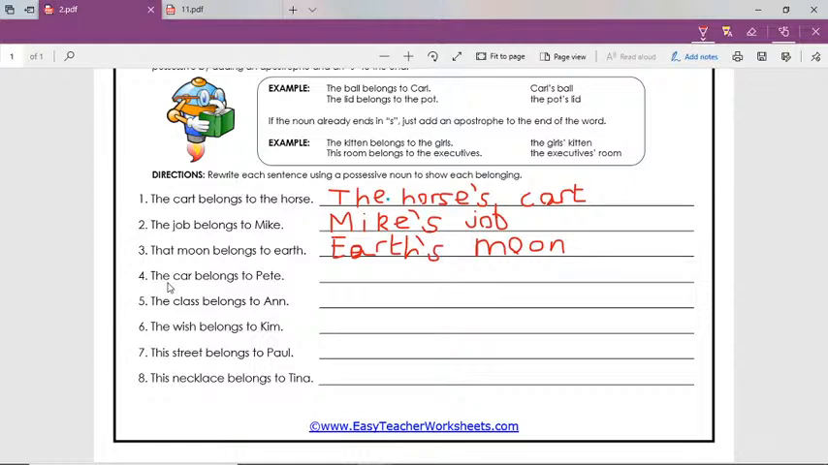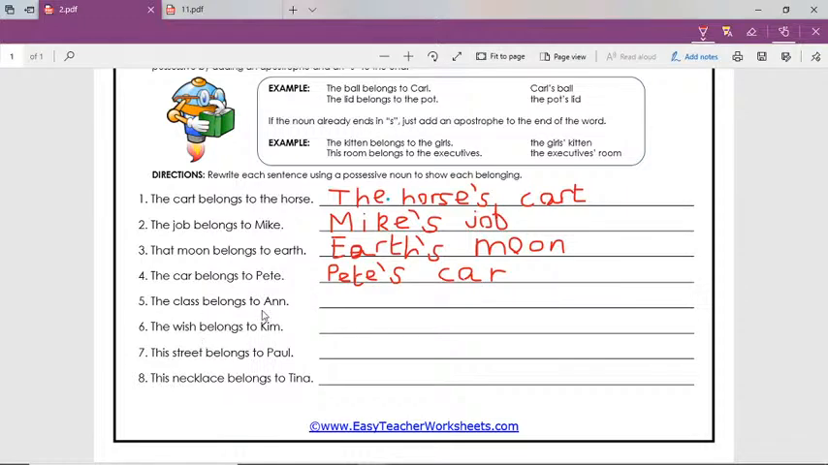Question 4. The car belongs to Pete. We've got another name here, so we're going to start off with Pete. Pete's apostrophe. Pete's car. The car belongs to Pete, so it is Pete's car.